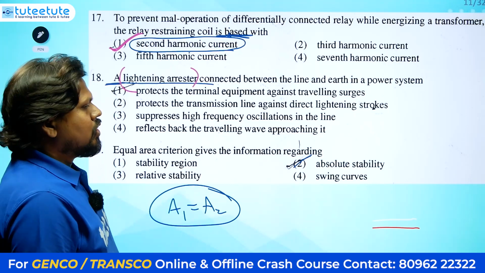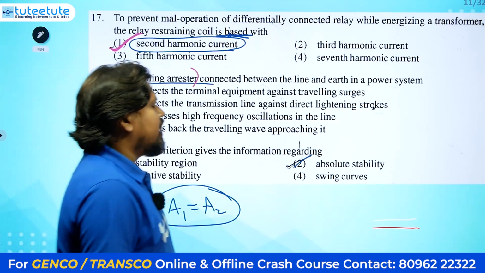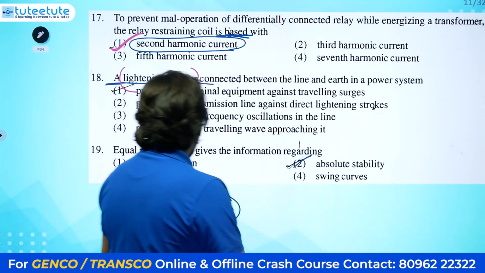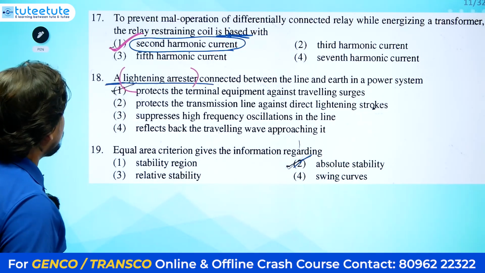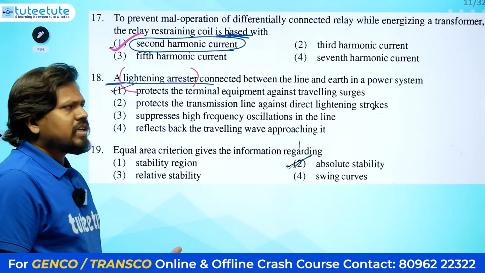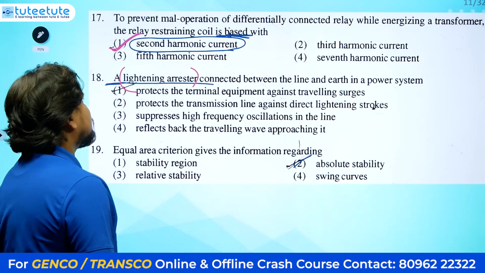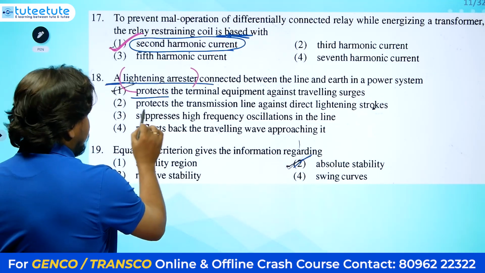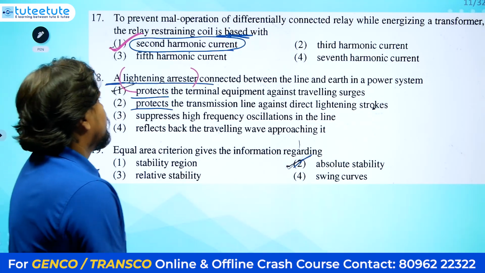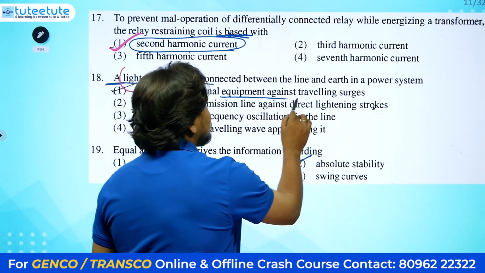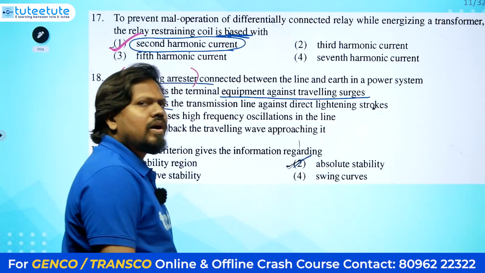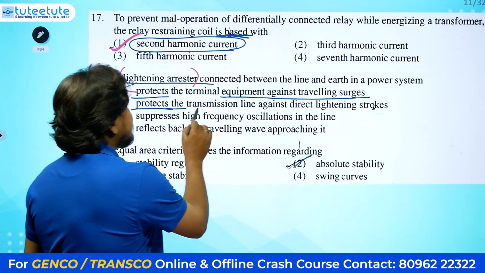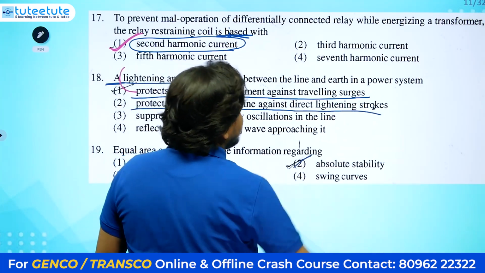Lightning arrestor, why are we giving it? To suppress the voltages, the higher voltages if anything is there. So definitely it has to protect the terminal equipment against traveling surges. What are these traveling surges? Let's see. Next one, protects the transmission line against direct lightning strokes.